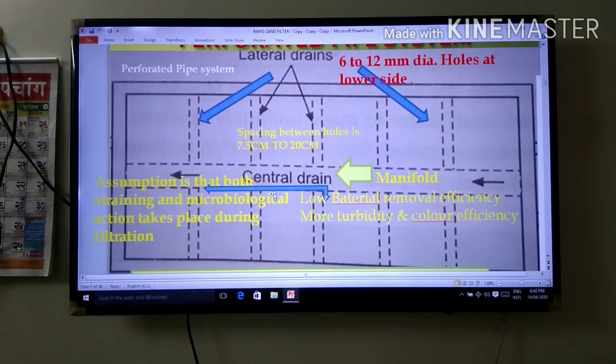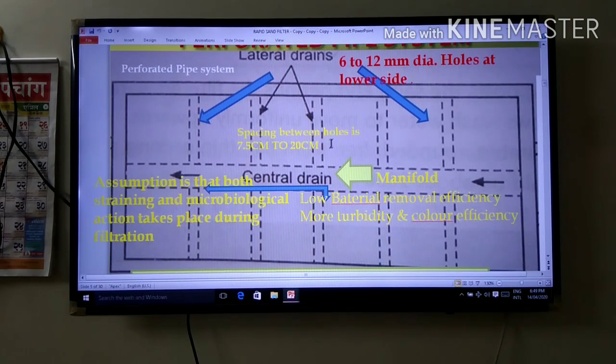Now you already know that the assumption is that both the straining and microbiological action takes place during filtration. In this rapid sand filtration, the bacterial load removal efficiency is very low and turbidity and color removal efficiency is much more. The laterals are provided with holes of 6 to 12 mm diameter. It is provided at lower side. That's why it is called perforated pipe system.